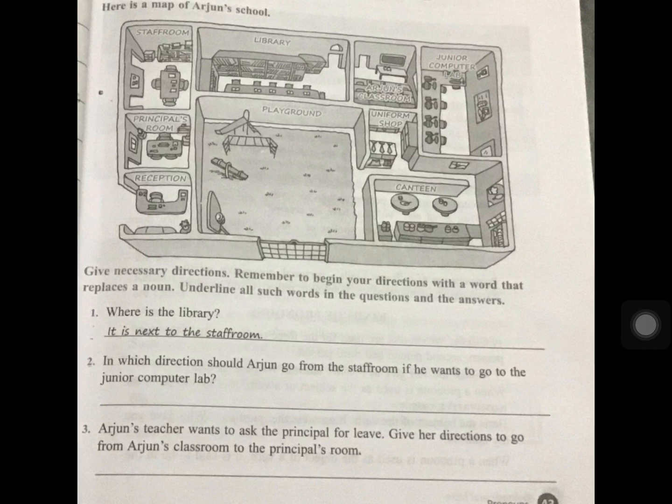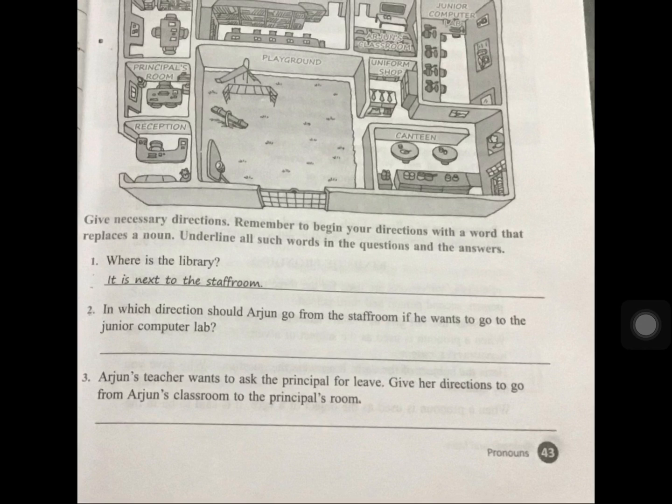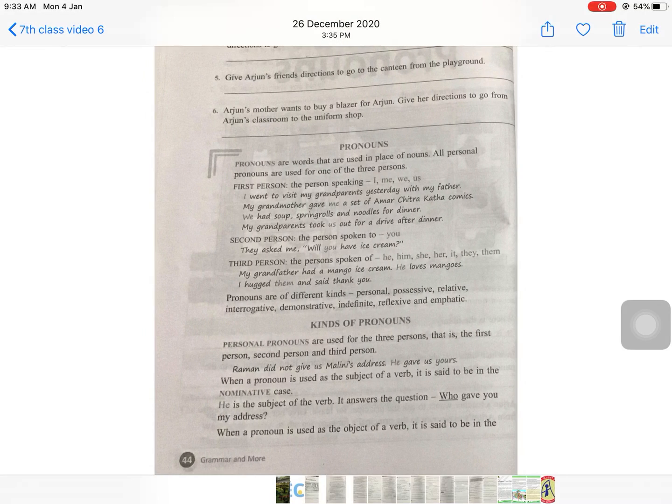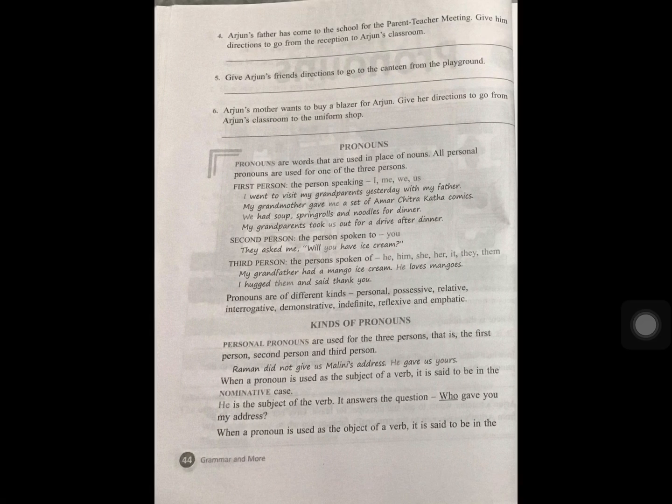Second one. He should take right and go straight. Number 3. She should take left and walk straight and should take left again and walk to the room next to the staff room. 4. He should take right, walk straight and then take right again and walk to the room next to the library.